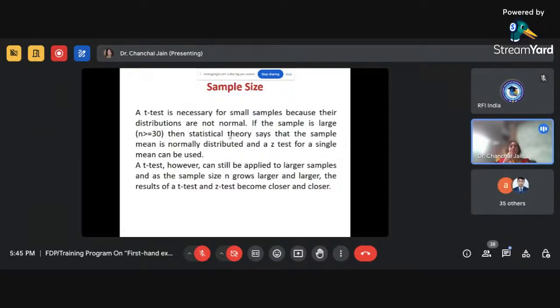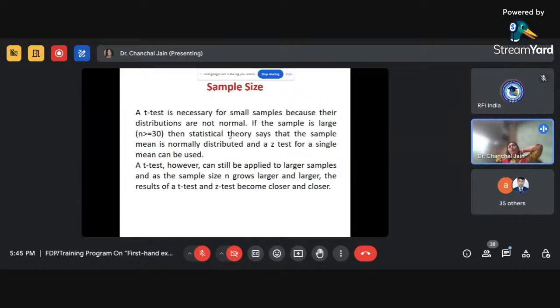Next is the sample size. I think yesterday itself I had a word regarding the sample size. Usually in statistical books, we find that when the sample size is greater than 30, we go for the Z test, and when the sample size is less than or equal to 30, we go for the T test. I think we have all studied this till now, in the statistical books or the research methodology books.